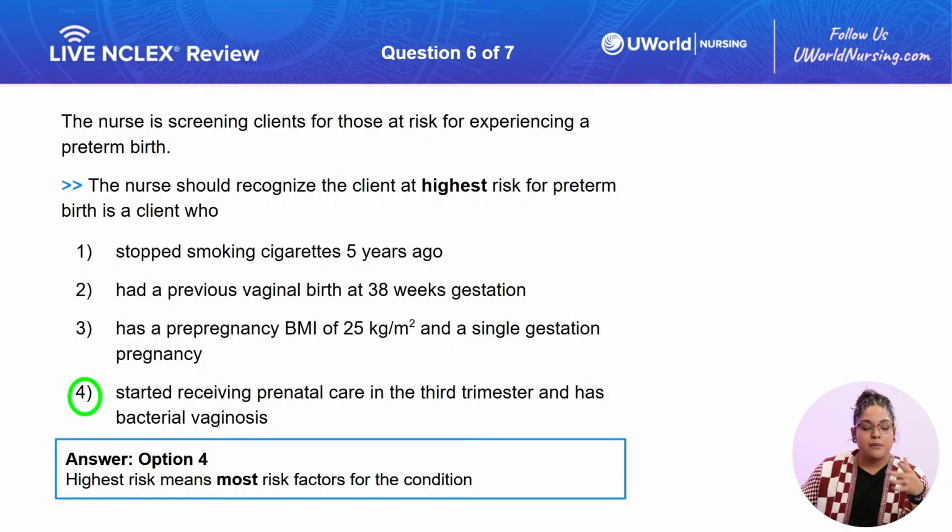And then option 3, a BMI of 25 is in the normal range. This is considered healthy, so this is not a risk. And multiple gestations is a preterm labor risk factor. This client only had 1 gestation. So that leaves option 4 being our correct answer.